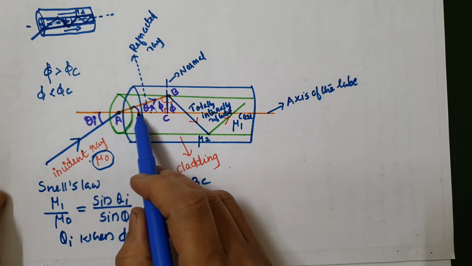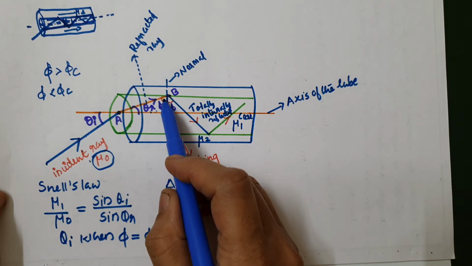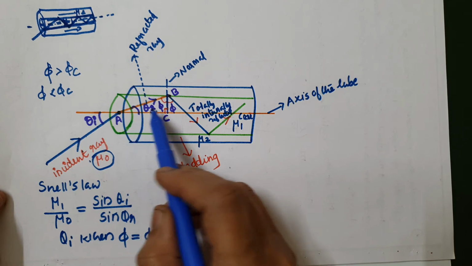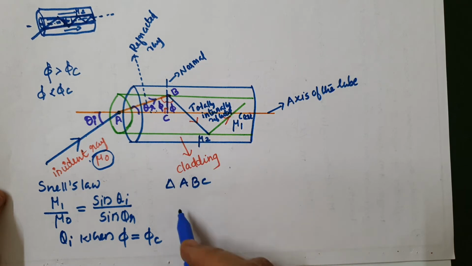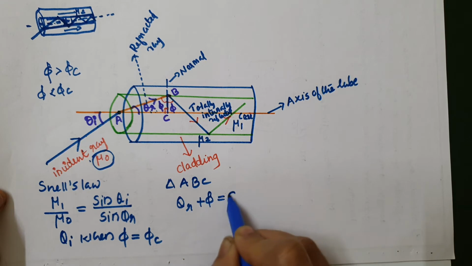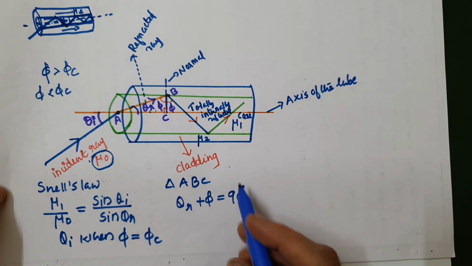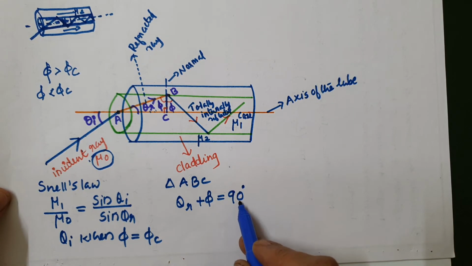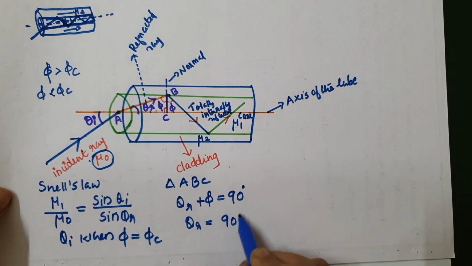From the triangle ABC, this angle is theta r. This is angle C is 90 degree and this angle is phi. In the triangle ABC, angle A is theta r, then angle C is 90 degree, then angle B is phi. And here theta r plus phi should be equal to 90 degree. Total 180 degree angle. So it should be theta r plus phi is equal to 90 degree, or theta r is equal to 90 degree minus phi.